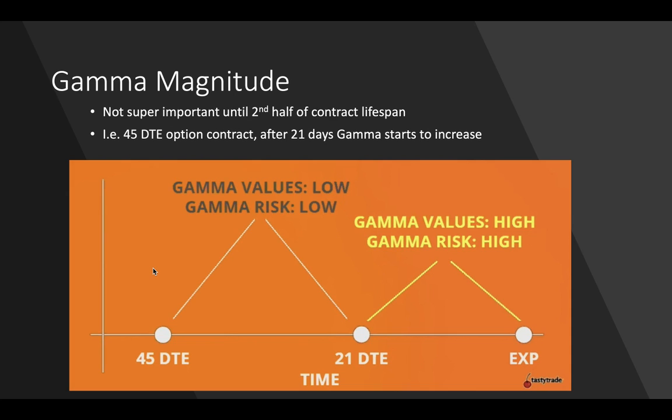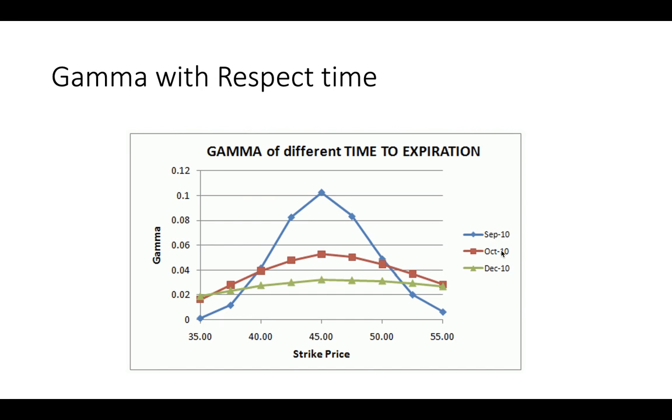So another main takeaway about delta is if you buy a contract that has, let's say, a long enough date, for example, like 45 days, which is a decent chunk of time to hold an option, in the first half of that contract's life cycle, you're really not going to experience gamma risk. Gamma doesn't really increase until the end of the life cycle of the option. Okay, so we're going to visualize that here.